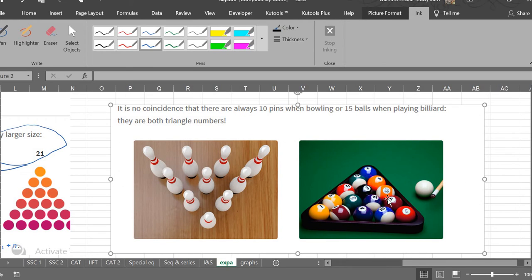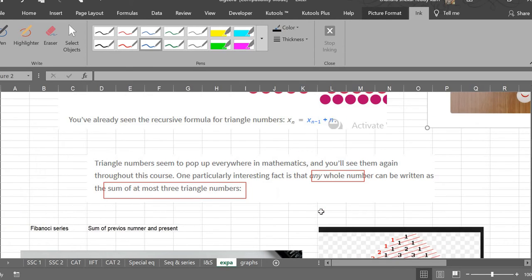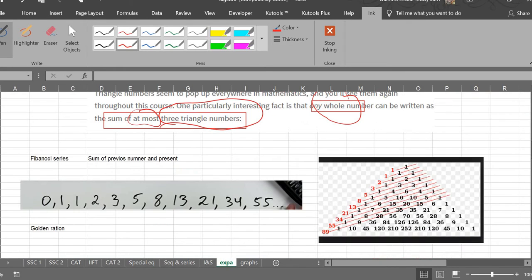Obviously they are triangle numbers, right? 4, 3, 2, 1. So this is the important thing. Any whole number can be written as a sum of at most 3 triangle numbers. Fibonacci series is the sum of the previous number and the present, 0, 1. These two is this, and these two is this, and these two is this. So like that, this is how you'll arrive at the Fibonacci series.